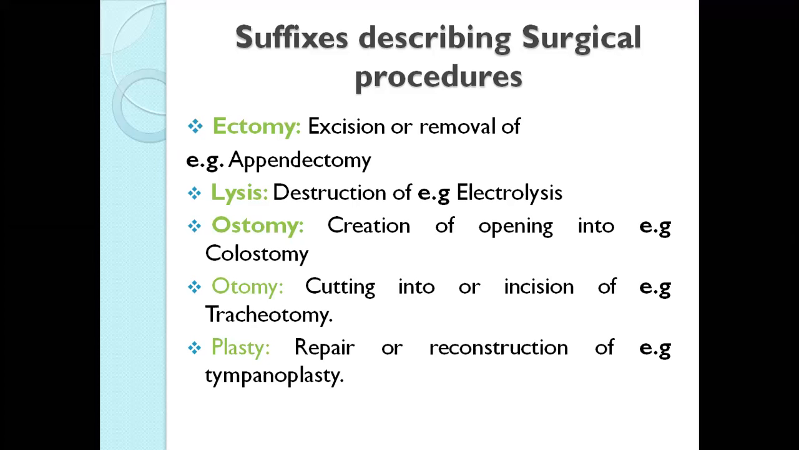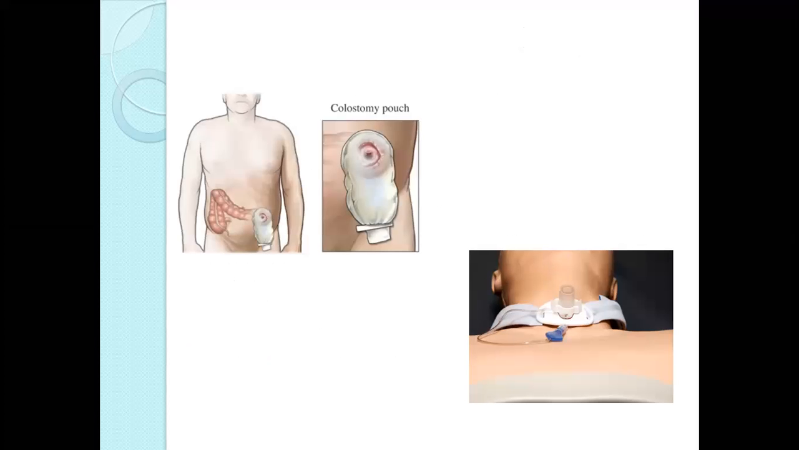So for example is colostomy. Okay, so I'll show you the diagram. If you see in this first diagram, what happened? That is called a colostomy. Okay, a colostomy is an opening which is made into the small intestine or into your intestine.